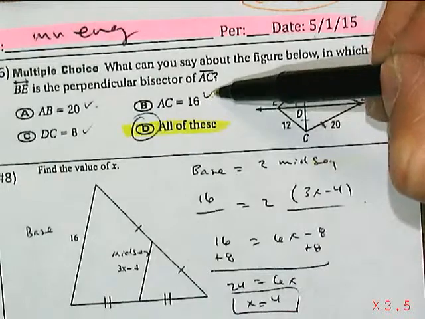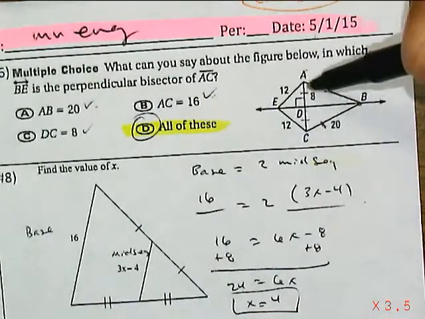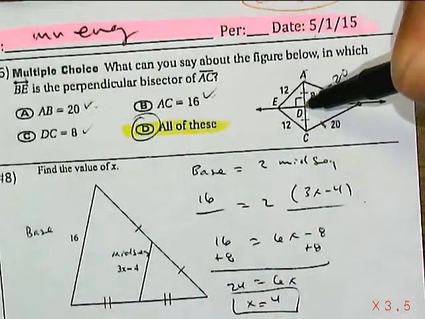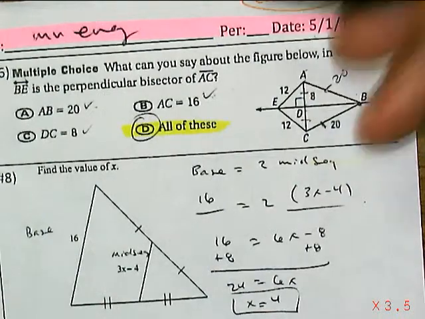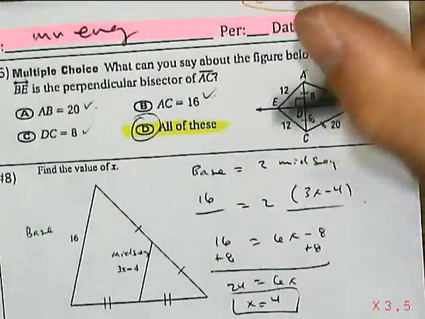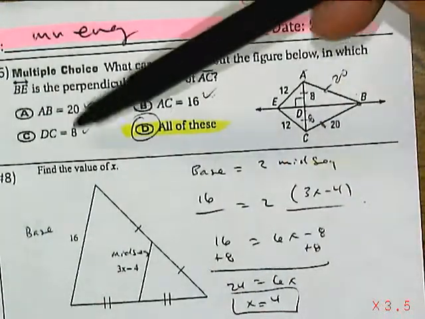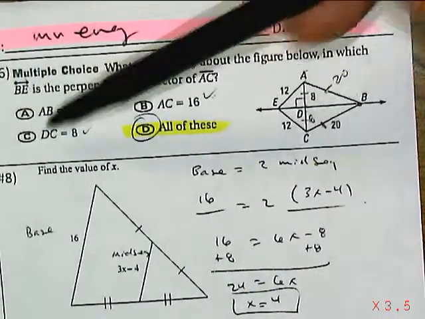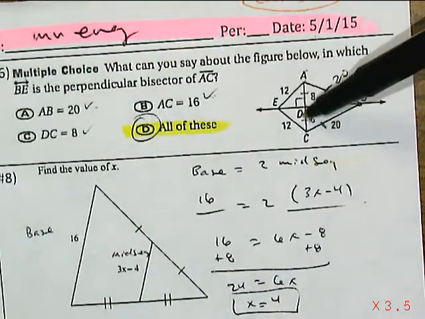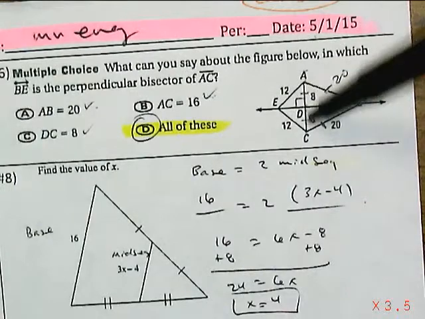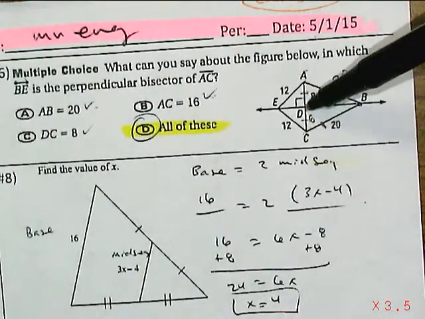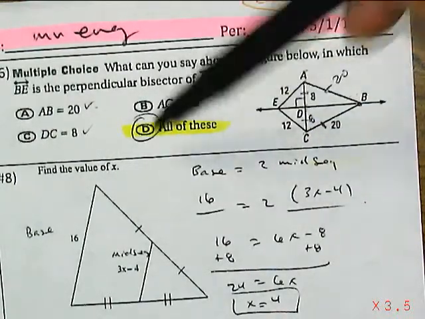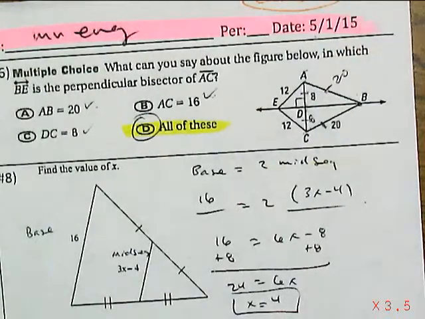AC equals 16. So here's AC. That is true because these are congruent. 8 and 8 gives us 16. Choice C, DC is equal to 8. That is true because that's the definition of congruent segments when it's the midpoint. Therefore, your answer is D, all of these.